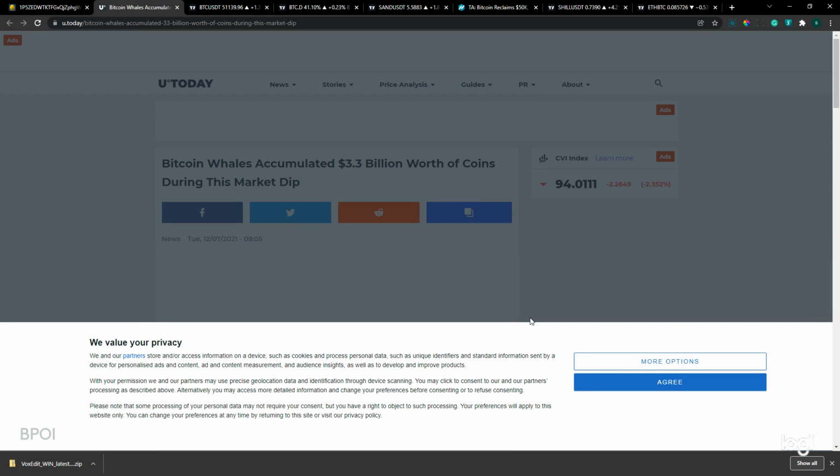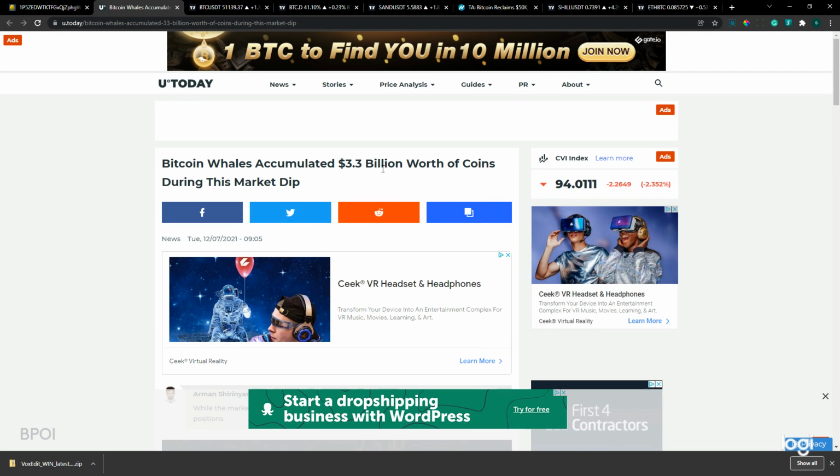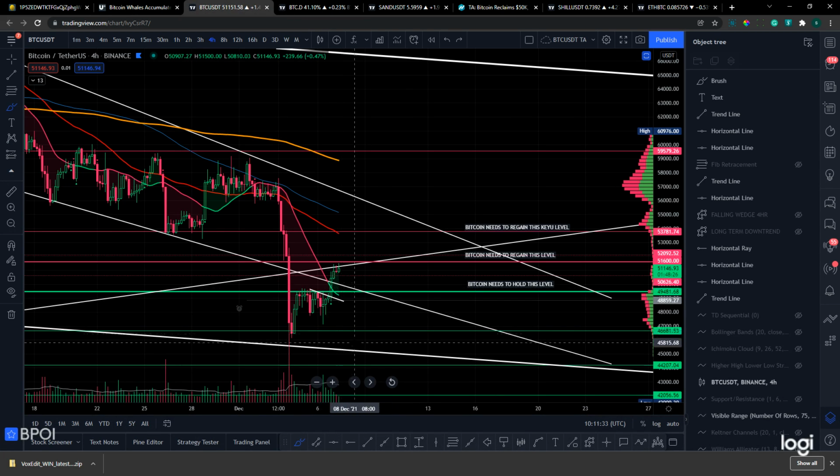Bitcoin whales accumulated 3.3 billion worth of coins during this market dip. Is this kind of indicating that this dip is over? This is what we're hoping. There seems to be a lot of signals saying that essentially we're at the bottom. Even though Bitcoin might fall a little bit lower, we're kind of at the bottom of the range, and at some stage we're going to see that pop, I think.